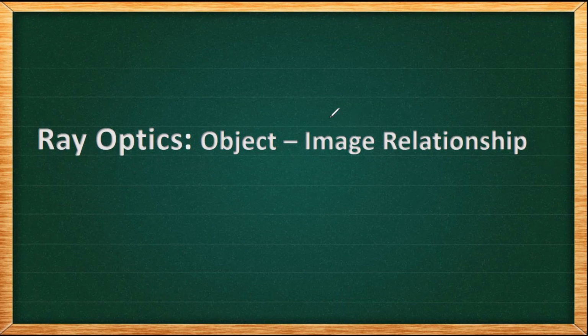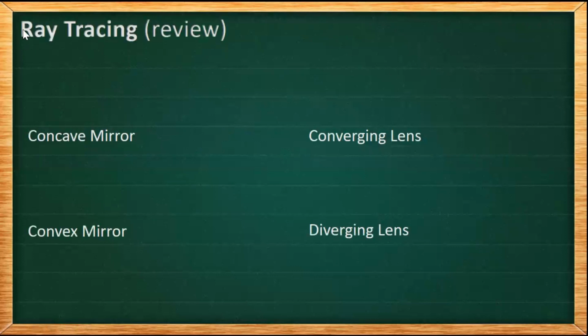In this video, we are going to talk about the object-image relationship. Specifically, we are going to derive the lens maker's formula. But before we do so, let's have a quick review on the ray tracing method or ray diagram, and identifying the location of the image as well as the characteristics of the image.